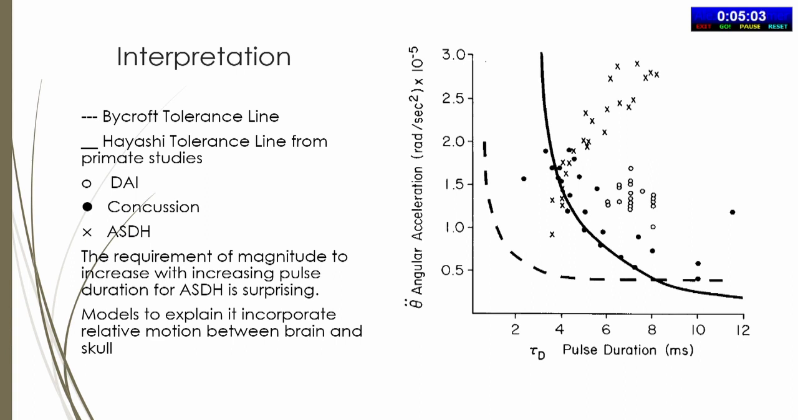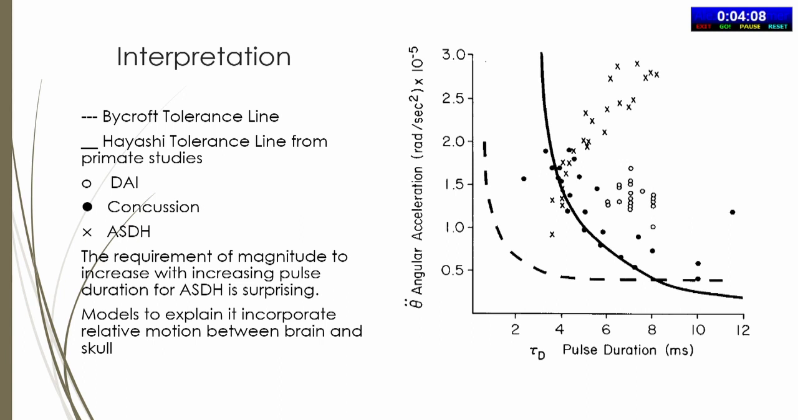So when we look at this data and we measure, say, the pulse duration on one side and then the angular accelerations on the other side, earlier we had the dotted line, which is the Bycroft tolerance line, now replaced by the Hayashi tolerance line. That has been done based on some primary studies, which I'll again focus on a little later. And then we have DAI, the hollow circles, the concussion with solid dots, and the ASDH with the crosses. So the Bycroft line is off, it's conservative on one side, and we can see the Hayashi line is pretty good, except that it doesn't do a good job with ASDH. Well, that is because the term ASDH perhaps did not even exist when the Hayashi tolerance lines came up, so they were not even looking for it, fitting it into that line.